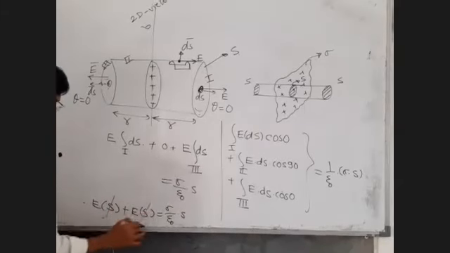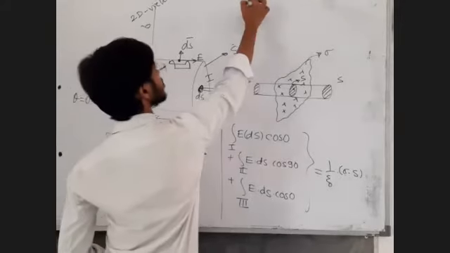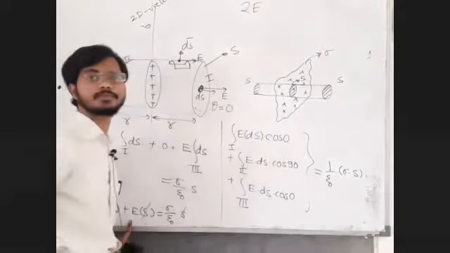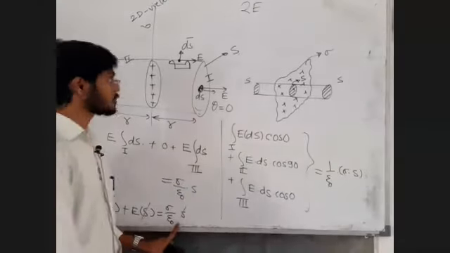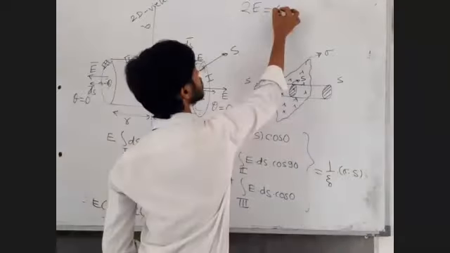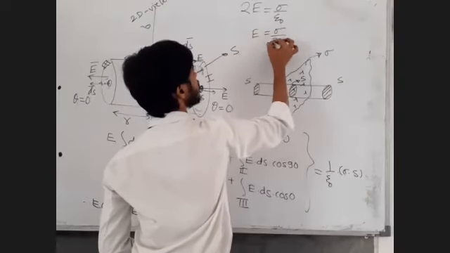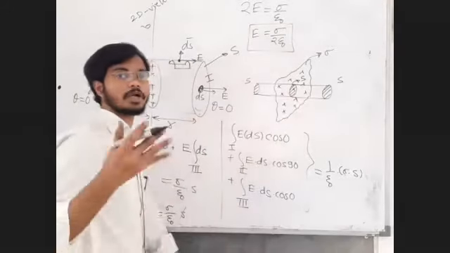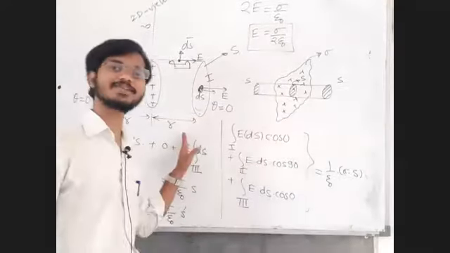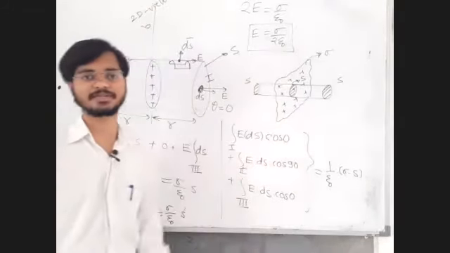So all the S will get cancelled. E plus E, 2E is equal to sigma upon epsilon 0. So therefore E is equal to sigma upon 2 epsilon 0. So this E does not depend on the value of small r. It is constant at all the points in the space because the sheet is infinite.